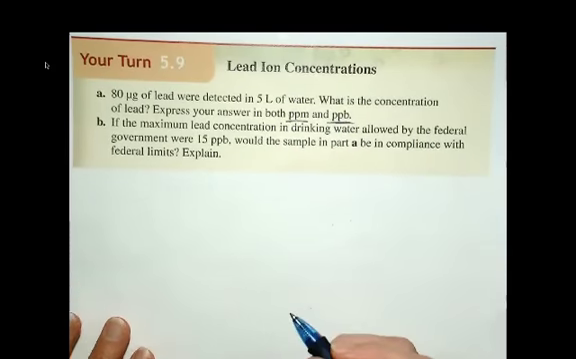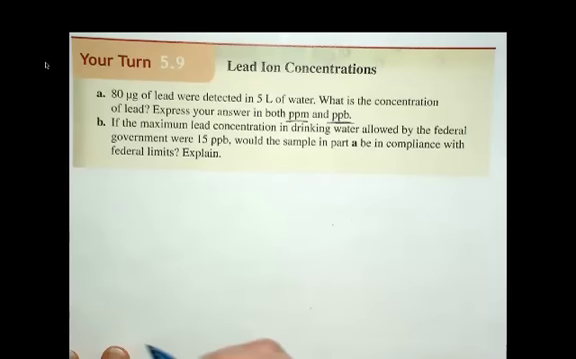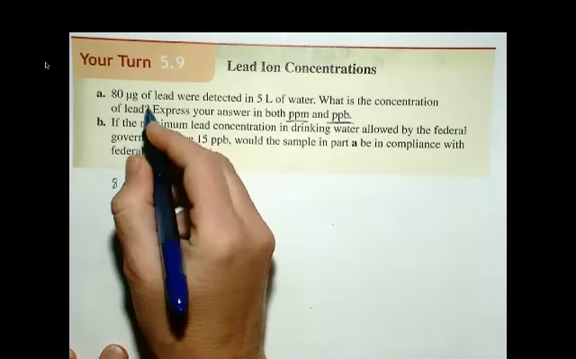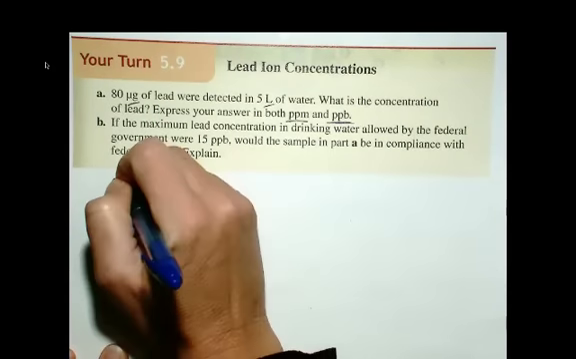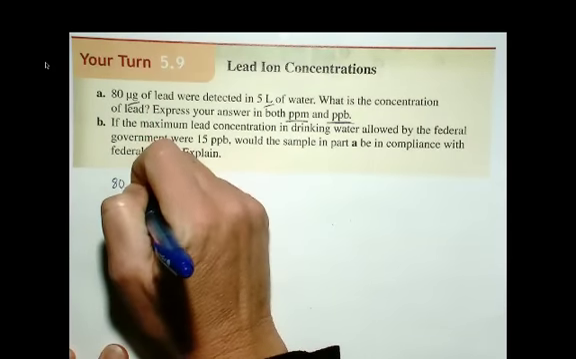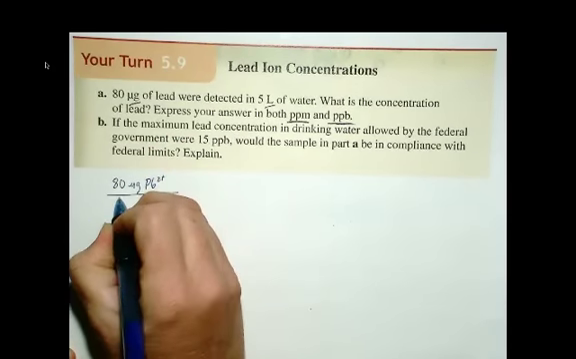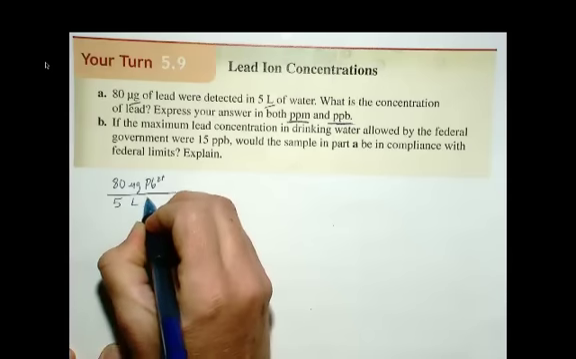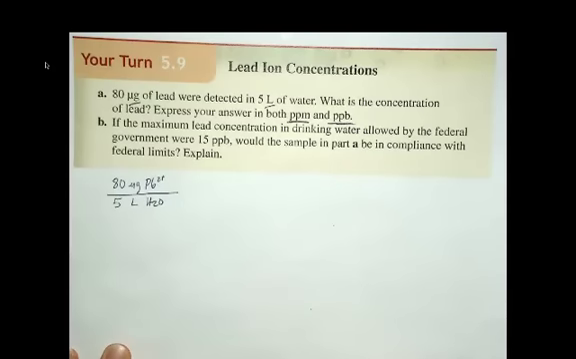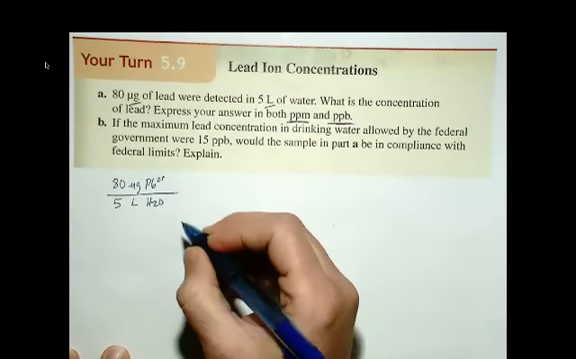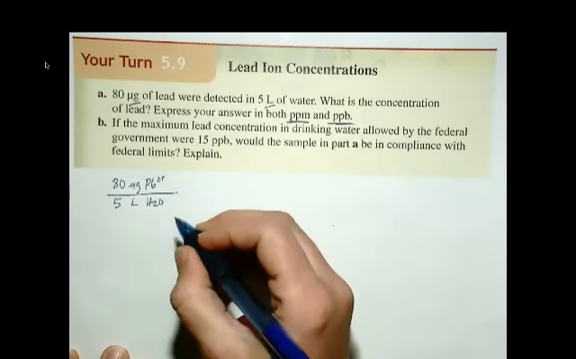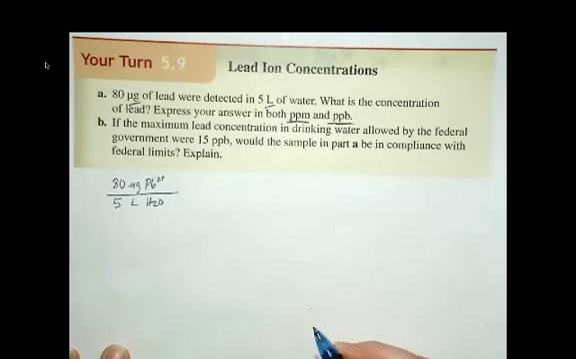Okay, so we're given some concentration, but the concentration unit that we are given here is really in terms of micrograms per liter. We have 80 micrograms of lead, and lead of course would be in the form of the ion, in water, in 5 liters of water. Okay, that's what we know about this particular mixture. And we want to express that amount of lead and that amount of water in terms of parts per million and parts per billion.